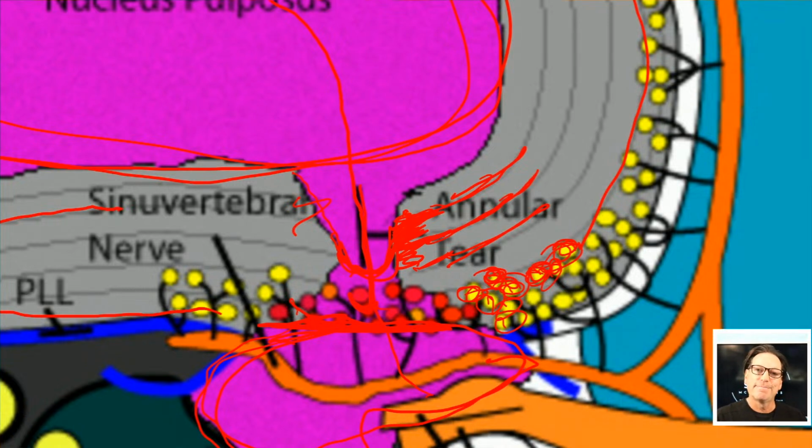Does that make sense? Okay, good. I'm glad. If you have questions about that, happy to explain it a little bit more. So that's why it's a lie, that a bulging disc really can't cause back pain, because they can, and there's lots of anatomical evidence that that is the case. So I hope that helps you.